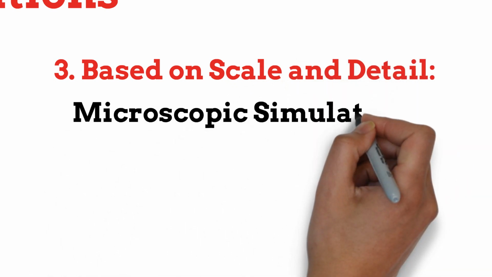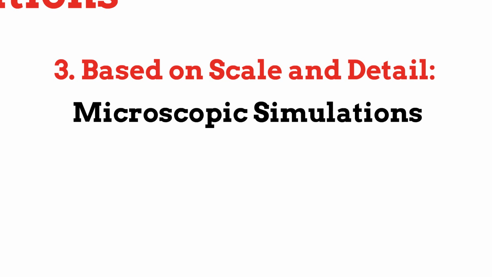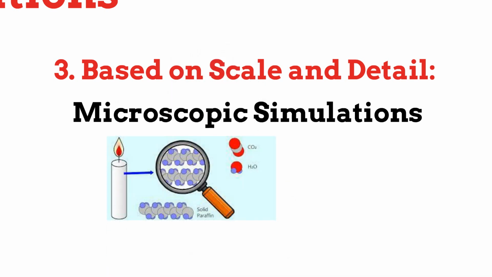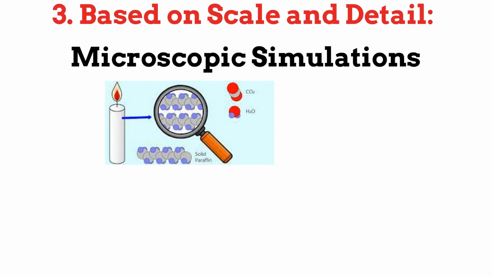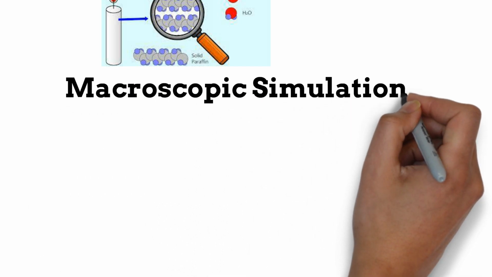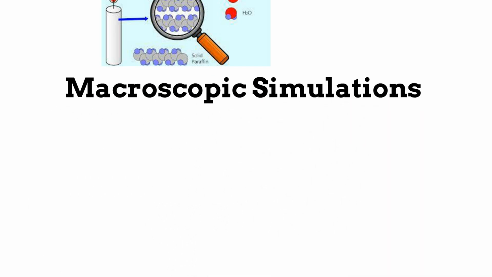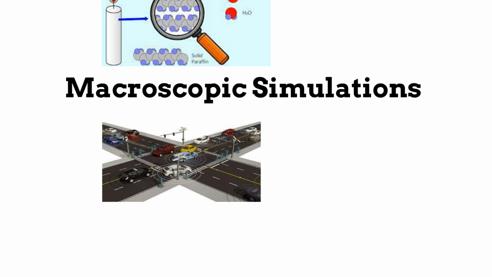Microscopic simulations. Simulate individual entities and their interactions within a system, which is suitable for modeling small-scale phenomena. For example, you are simulating the behavior of individual molecules in a chemical reaction to study reaction kinetics. Macroscopic simulations. They focus on system-level behavior and aggregated data, which is ideal for large-scale scenarios. For example, modeling traffic flow on a city's road network to analyze congestion patterns.